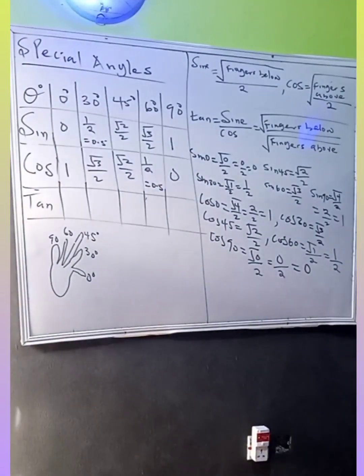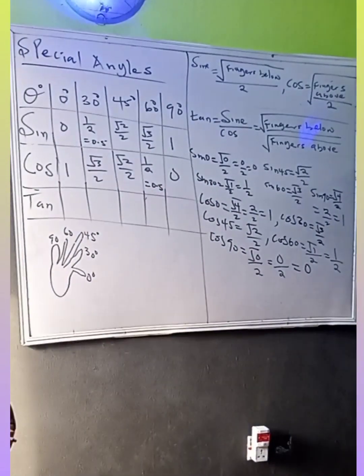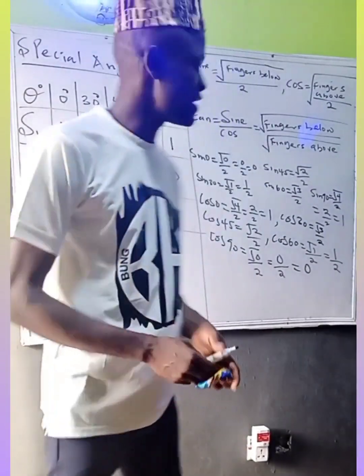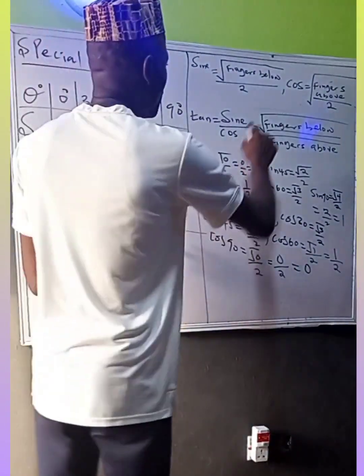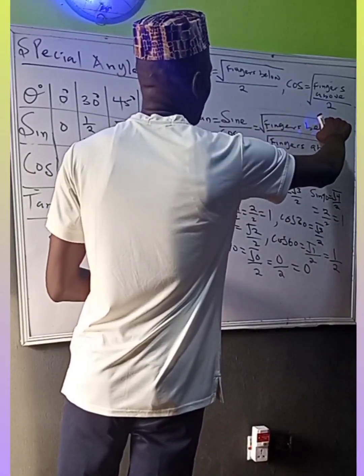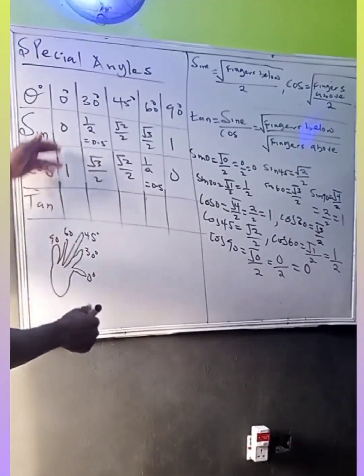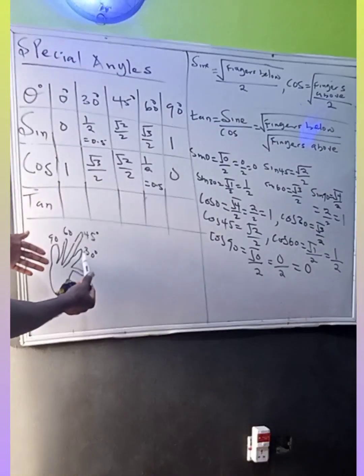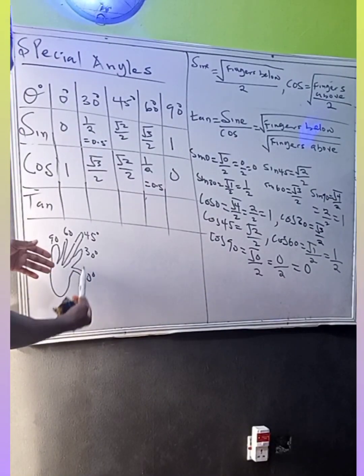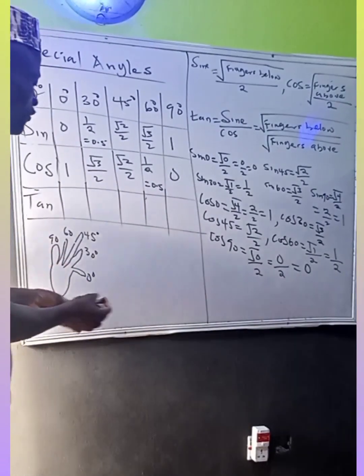We now move to tan. For tangents, let's see what we're going to have. Tangent becomes square root of fingers below divided by square root of fingers above. So for tangent, if I say tan 0, how many fingers do I have above?